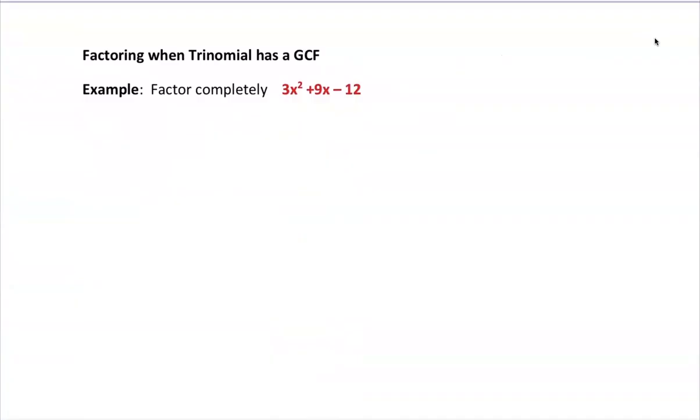What if the trinomial has a greatest common factor? That needs to come out first. So on this trinomial, 3x squared plus 9x minus 12, all of these have a 3 in common. So if we factor that 3 out, what would be left is x squared plus 3x minus 12.